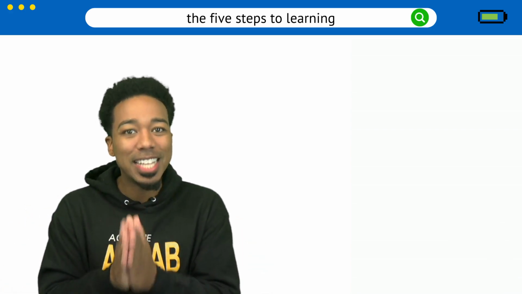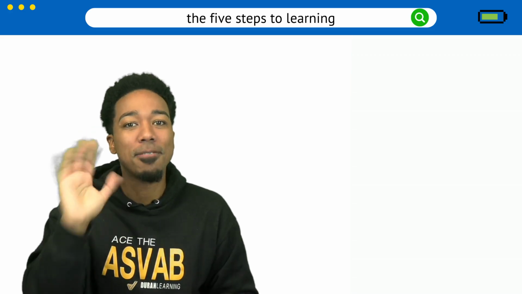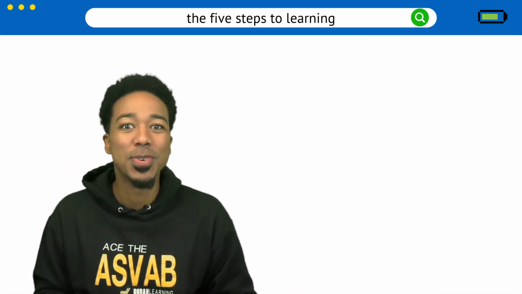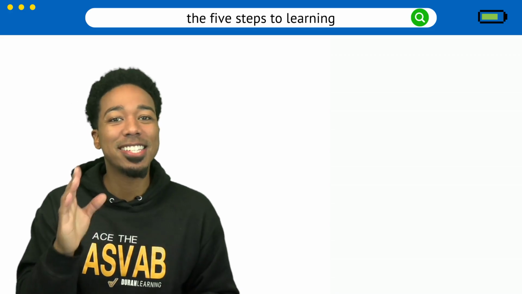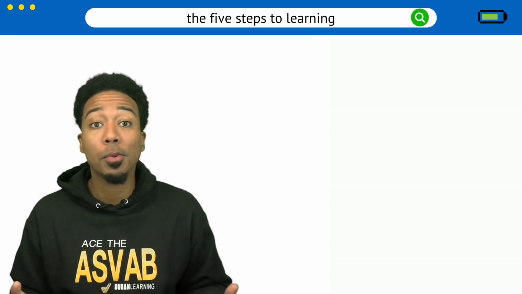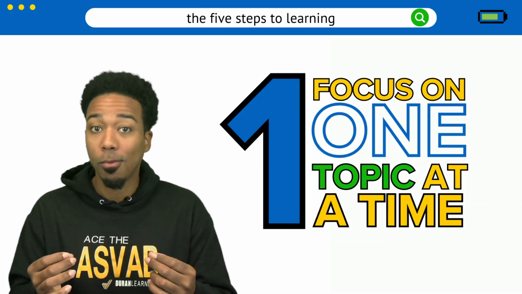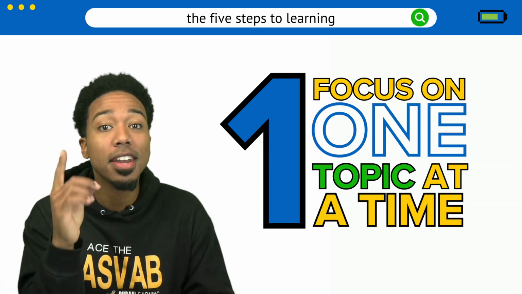So again, let's go ahead and get into it, my party people. We have the 5 steps to learning. Let's get to it. All right, my party people, so let's go ahead and keep it simple. Step 1, what's the first thing we need to do? We need to remember step 1 is work on one thing at a time.